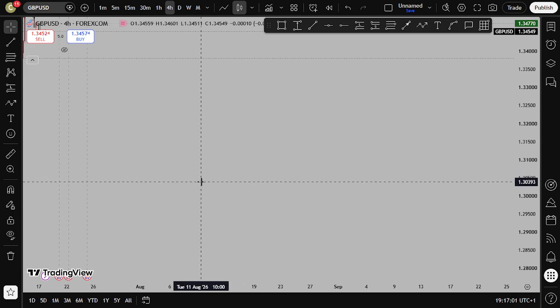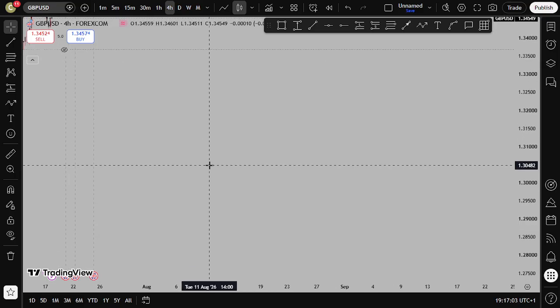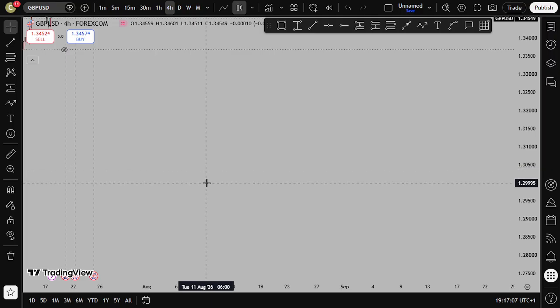In an uptrend, price keeps making higher highs and higher lows. Think of someone climbing a hill. They move up, take a short rest, then continue climbing. So higher high, higher low, higher high, higher low. As long as this continues, the market is bullish.